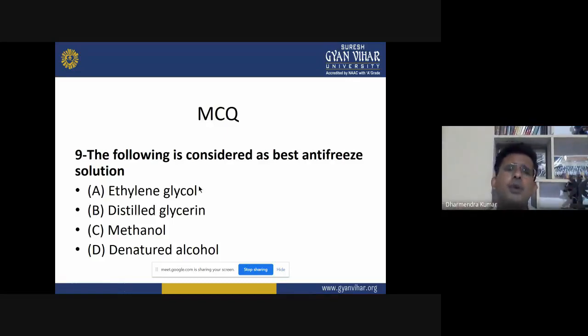If we are talking about some properties of ethylene glycol, then surely it must dissolve in the water, because water is the circulating medium around the engine parts. Then we can say that the requirement of any antifreeze solution is that it must dissolve in the water. The answer of the ninth MCQ is ethyl alcohol, which we have discussed already earlier.